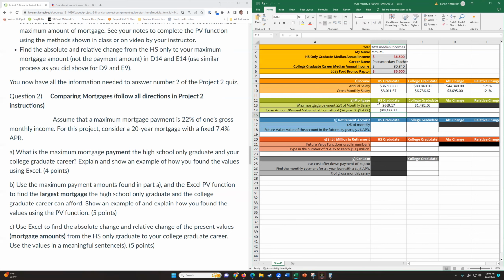That's because this is actually hiding a bunch of rounded values we don't see. There's a lot of decimal points it's not showing us, okay? So this would be how much the high school graduate should go for a house mortgage.